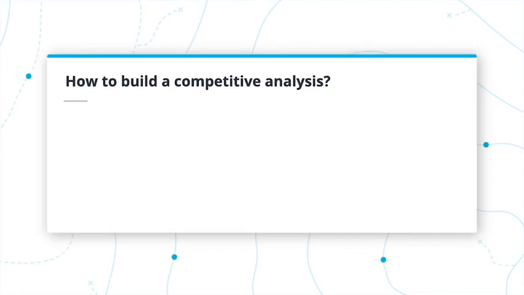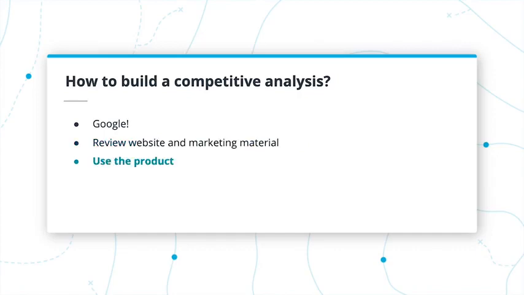So how do you go about starting to build a competitive analysis? Well, there's lots of different ways that you can get insight into competing products. The first place I usually start is at Google in order to get a better understanding of just what products exist and are out there. After I've spent a little bit of time searching, I'll review websites and marketing material to get a better sense of if the product is a competitor or not. And if it is a competing product, I'll generally want to try using it to really understand what it is and how it works.